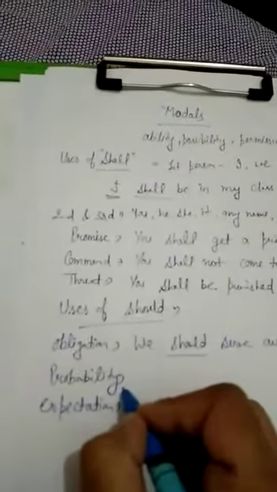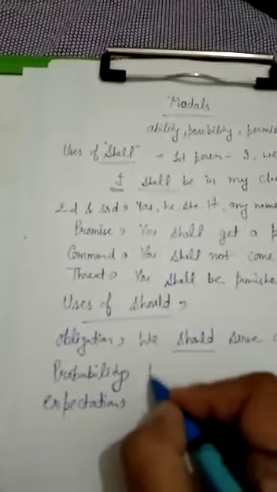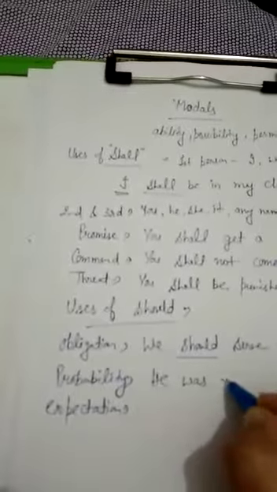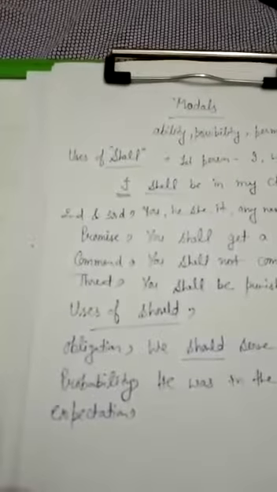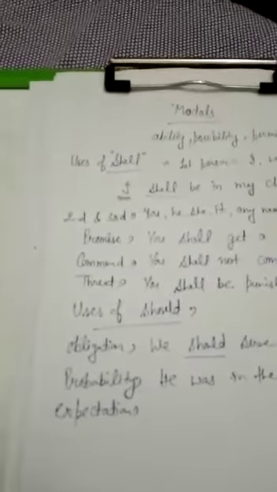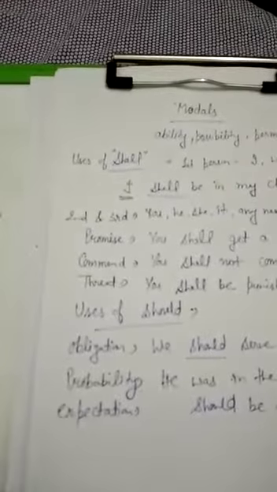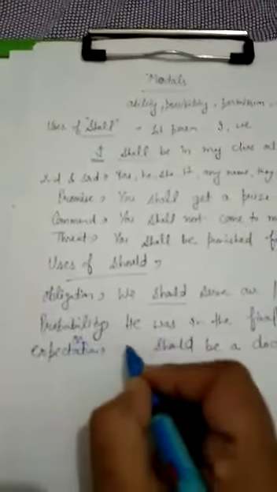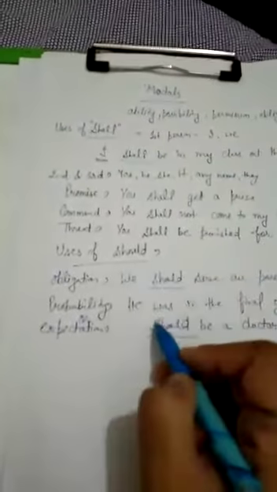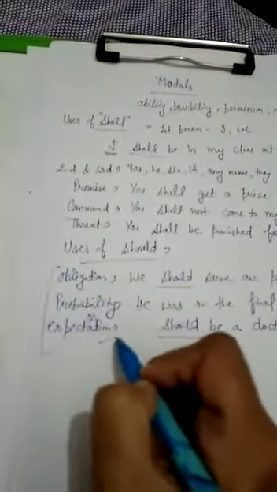Probability: he was in the final year of MBBS. He should be a doctor now. So here probability or expectation is there. When we are expecting something from someone, at that time we use should. So we have given here obligation, probability and expectation.